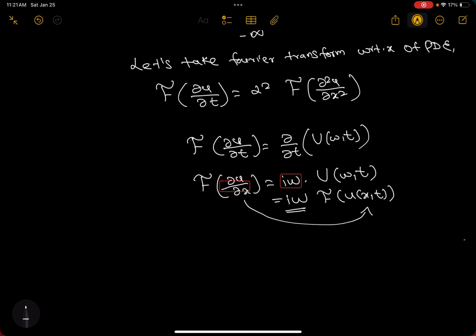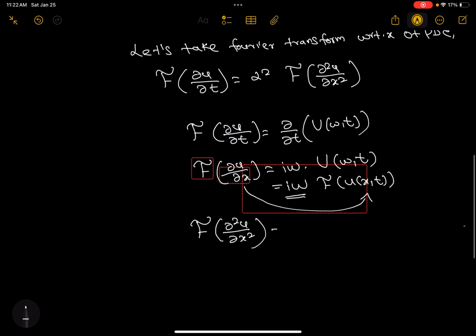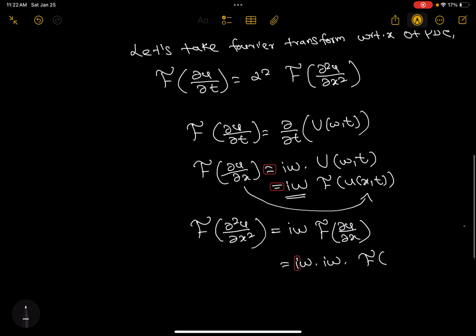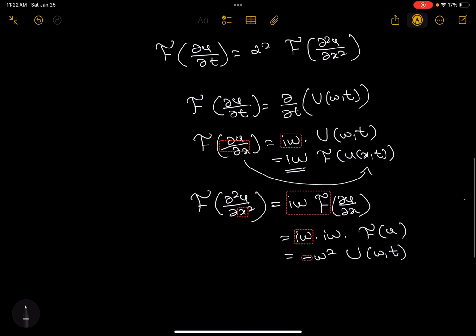So from here you can possibly guess that, let's say if I want to take the Fourier transform of partial square u by partial x square, with respect to x, then you will just have first of all i omega times the Fourier transform of partial u by partial x. And again, i omega times i omega times the Fourier transform of small u means negative omega square times the Fourier transform, which is a function of omega and t. So I guess we get the idea of how it's going on, right?